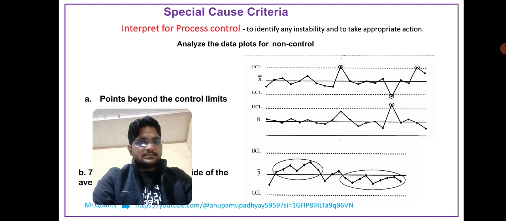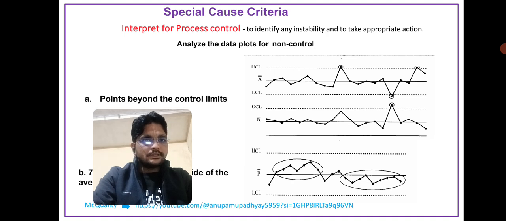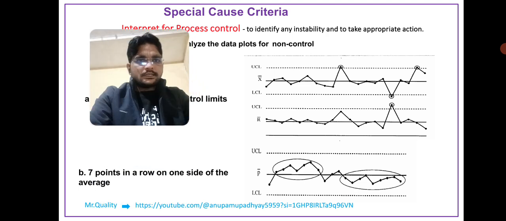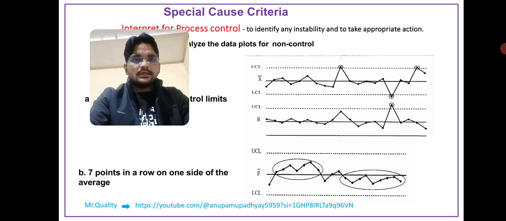This is a graphical plot. First is a point beyond the control limits. In the diagram we are seeing 3 points in the first diagram. In the X bar chart, 2 points are beyond the upper control limit and 1 point is beyond the lower control limit. And in our chart also, a point is beyond the upper control limit.